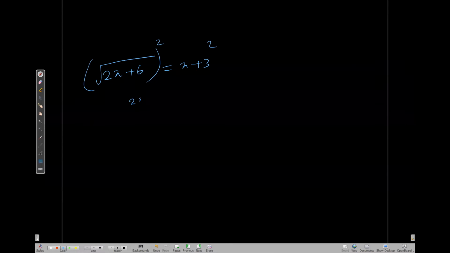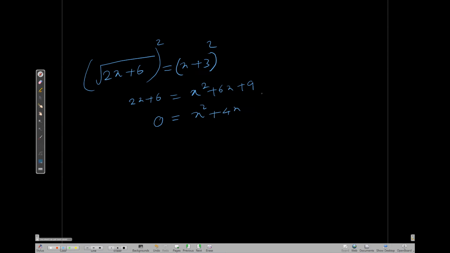So I get 2x plus 6 equals, see, I need to put parentheses, so x squared plus 6x plus 9. And then taking everything to one side, I will have x squared, 6x minus 2x, that is 4x, 9 minus 6, that is 3. And I see factors x plus 1 and x plus 3. So my solutions are x equals negative 1 and x equals negative 3.